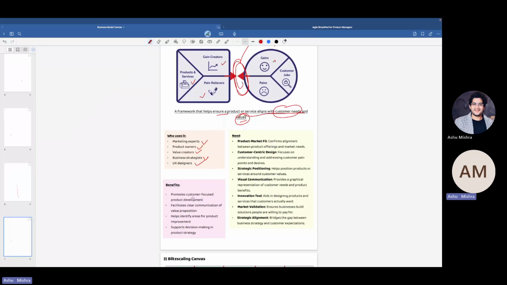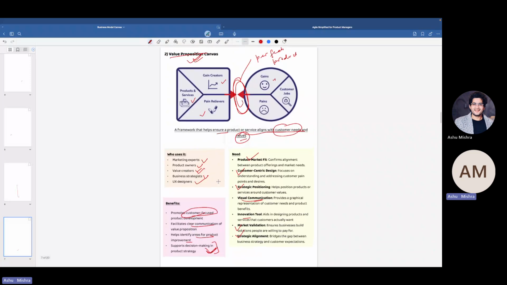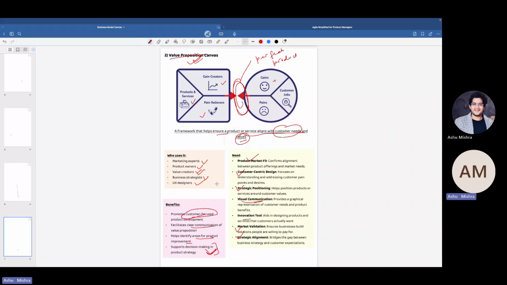What are the benefits? It is focusing on the customers ultimately. It is facilitating clear communication, helping identify areas for product improvement, and ultimately supporting decision making in product strategy, guys. So what is the need? A right kind of product market fit, a very customer centric design, a very strategic positioning. Visual communication is very much required, guys. Innovation tool, and hence if you see, value creators are the ones who are using this kind of framework. Market validation, and ultimately the strategic alignment. So this is the second kind of framework that focuses on the customer per se, guys.